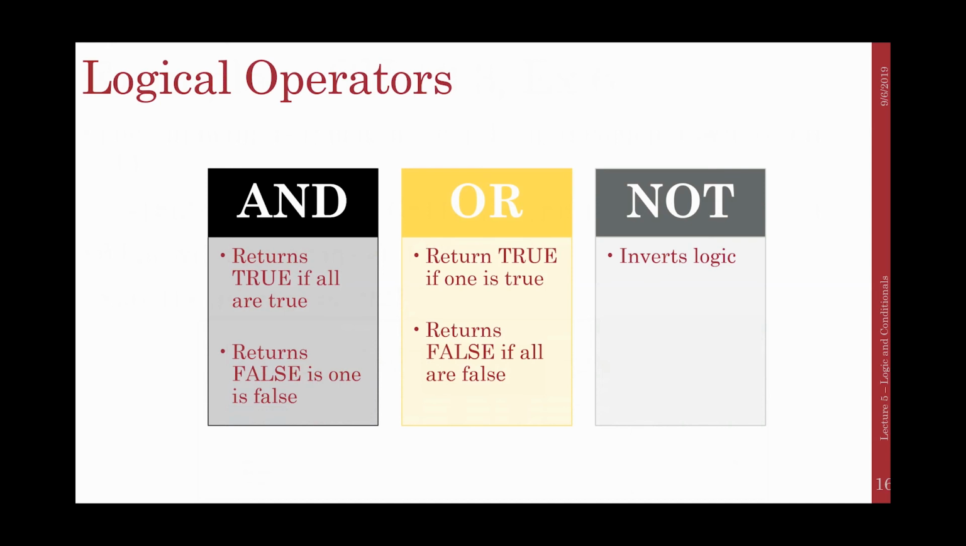For example, if you use and, it returns true if and only if everything in that statement is true. It returns false if one is false. Or returns true only if one statement is true, and returns false if both are false, and not inverts your logic.